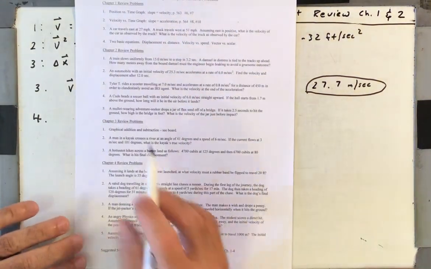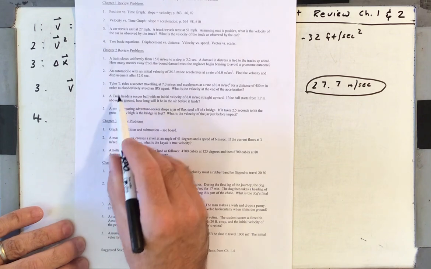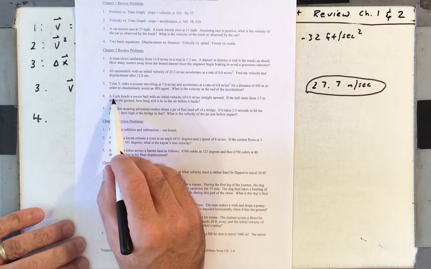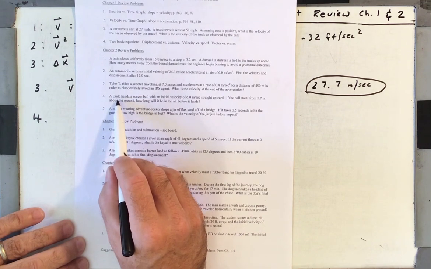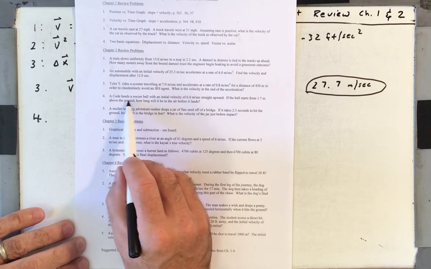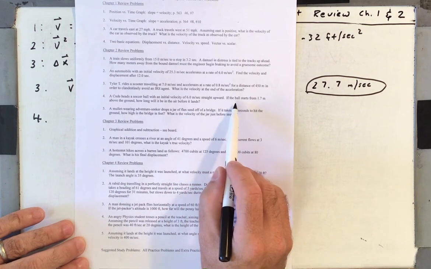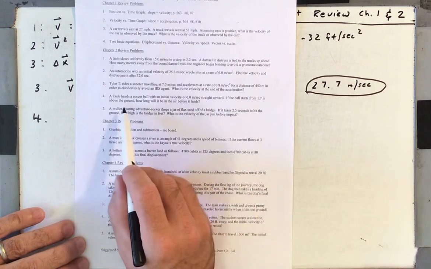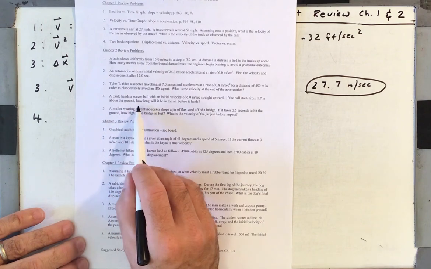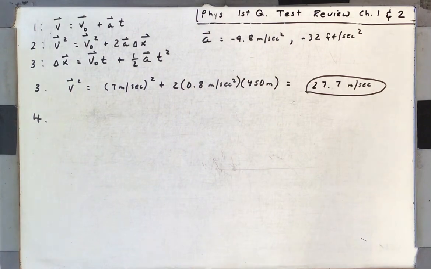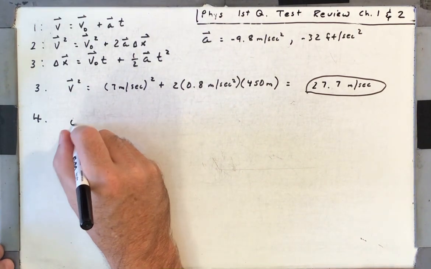All right, number 4 says Andrew Cood. So again, these are former students. Tyler T is a former student from my first year. Also Andrew Cood, former student from my first year. Heads a soccer ball with initial velocity of 6 meters a second straight upward. If the ball starts from 1.7 meters above the ground, how long will it be in the air before it lands? Okay, so we got a free fall problem here.